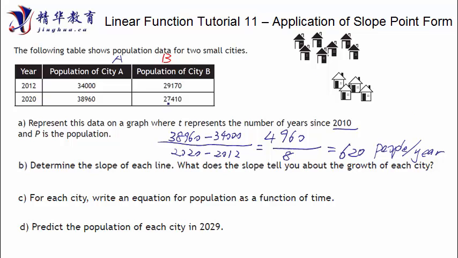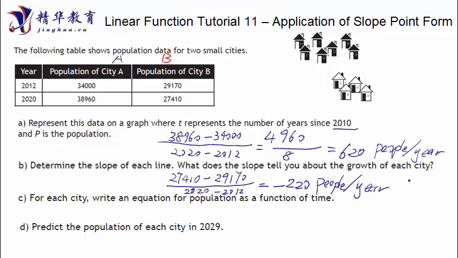And the other one will be 27,410 minus 29,170 over again 2020 minus 2012, which is equal to negative 220 people per year. Okay, what is the slope telling you?